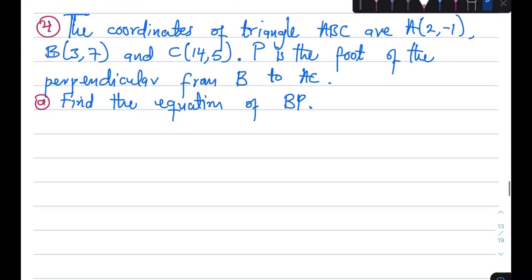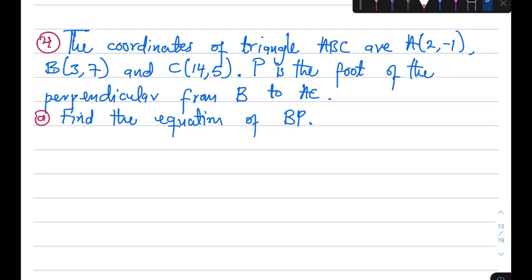Let's consider our last question for the day, question 4. It says that the coordinates of the triangle ABC are given. The interesting thing is that P is the foot of the perpendicular from B to AC. Things are becoming confusing right now, right? So you just get a triangle. They didn't say it's a right-angled triangle, so I'll just put any triangle down.